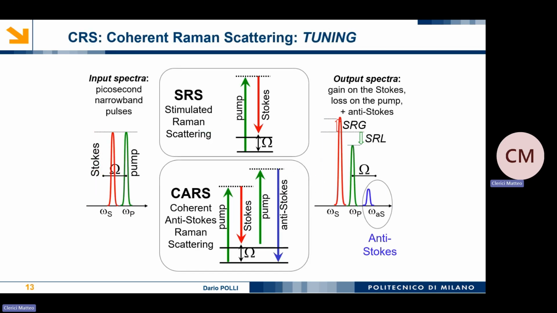Well, first, the simple idea is tuning. If you tune either the pump or the Stokes, it's the same. You create a larger or narrower gap, and so this capital omega becomes larger or smaller, and so you also shift the anti-Stokes generated photons, no problem. And so you tune: you do, for example, one image of your sample at one Raman shift, then you tune to a second, a third, a fourth, and then you build up a hyperspectral image.